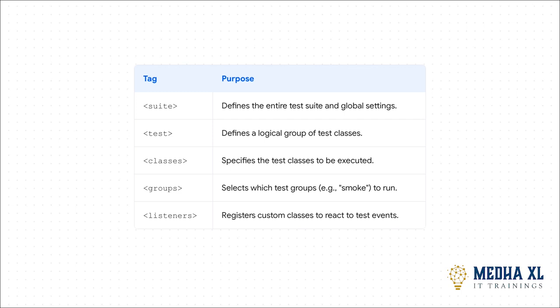The suite tag is the big boss. It wraps everything. Inside that, you create logical test groups. And within those, you tell it which classes you actually want to run. But then you have these other powerful tags like groups and listeners that let you get super specific about what runs and what happens during the run.